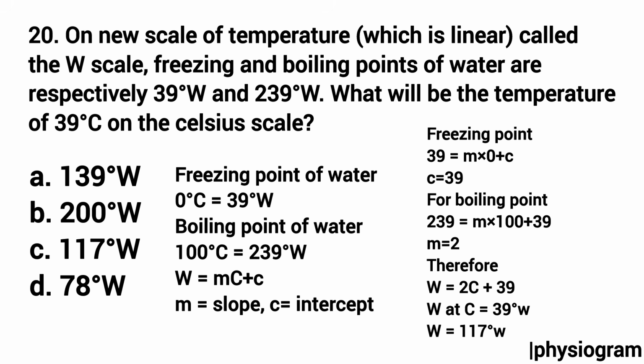Since the W scale is linear, it can be written as W equals m C plus c, where m is the slope and c is the intercept. Now for the freezing point, W equals 39, so 39 equals m into 0 plus c. So we get intercept 39. Now for the boiling point, 100 degrees Celsius equals 239 degree W. So by putting this, we get 239 equals m into 100 plus 39. So m, that is the slope, will be 2. Now write the conversion formula, that is W equals 2C plus 39, and calculate W at C equals 39 degrees C.